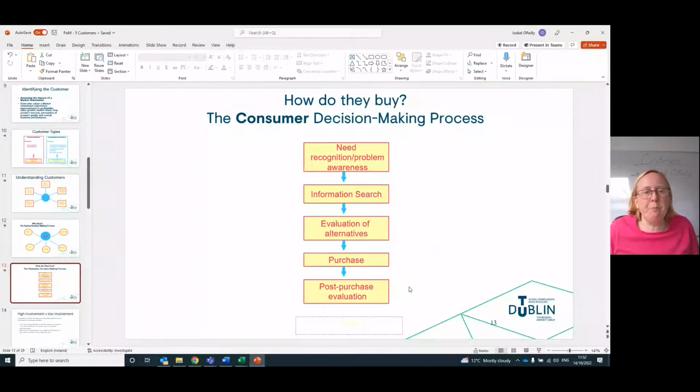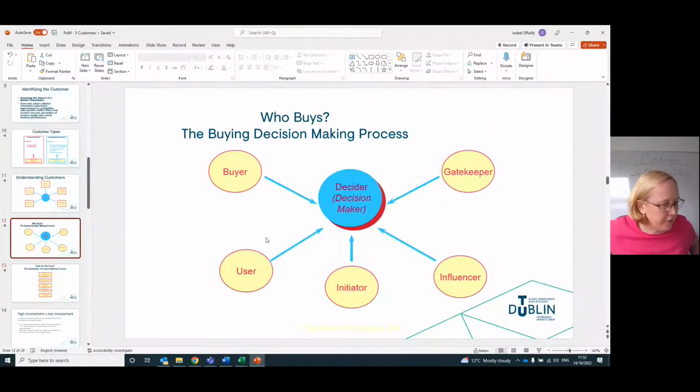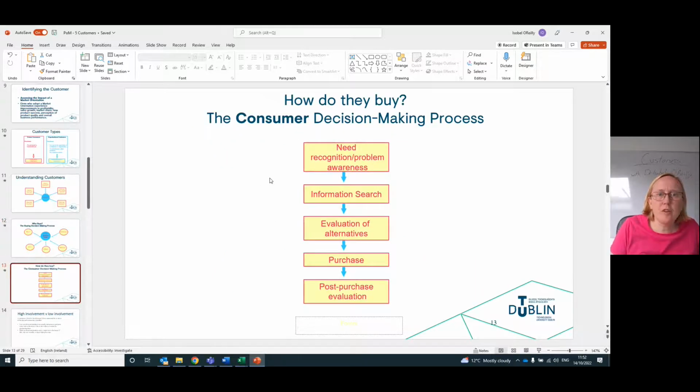Okay, so we finished the last one. Apologies for stopping abruptly. We finished on the roles in the decision-making process. Now we're going to move on to the steps in the decision-making process. Two completely different questions if either appear on an exam paper.